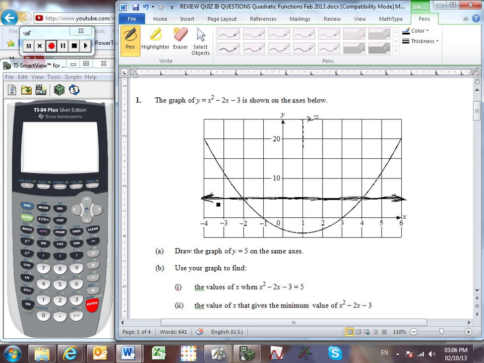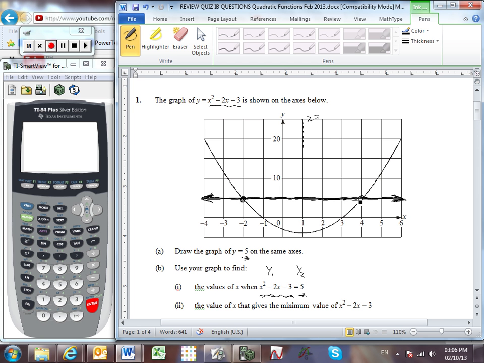Alright, part B, use your graph to find the values of x when x squared minus 2x minus 3 equals 5. You remember that this thing is the same as this thing. So this thing right here represents the parabola, while this thing right here, the 5, is your other function. It's a little bit like y1 being your quadratic function and y2 being your constant function. Where are these y values equal to one another? In other words, where do the two different functions on the graph intersect?